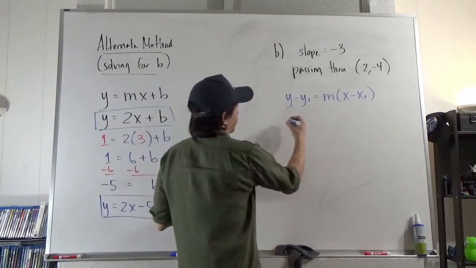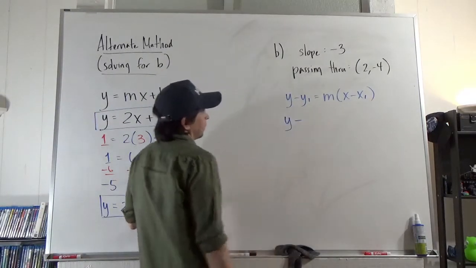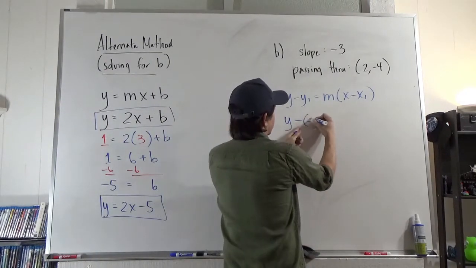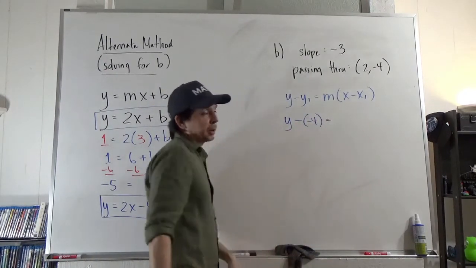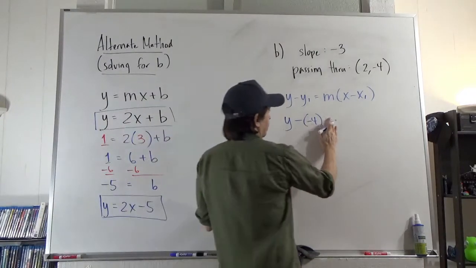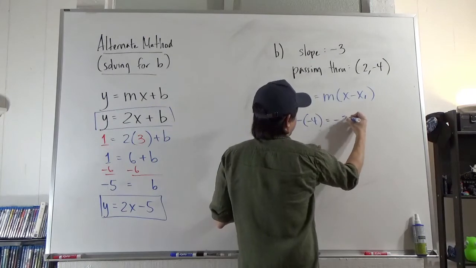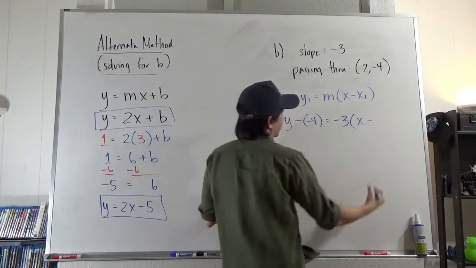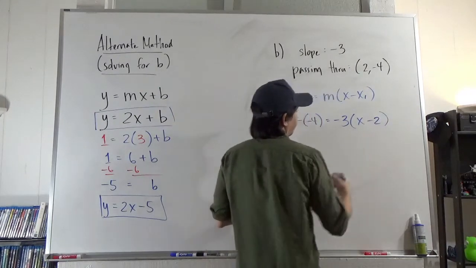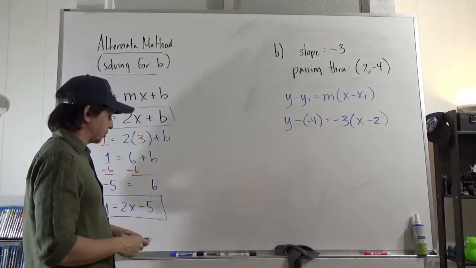I'm going to start. My y1 is -4, so right there I have that issue that I talked about. I have y minus a -4, so equal to -3 times x minus, the x coordinate is just a regular 2, so I'm going to just put -2. And that's my setup.